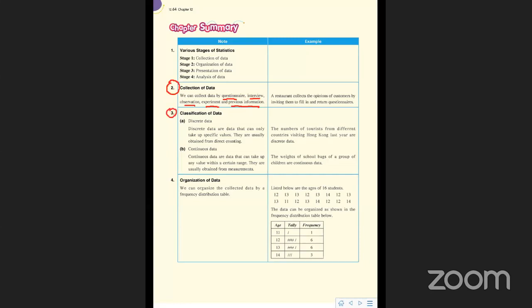And then for this one, you should know how to distinguish what data are discrete and what data are continuous. And then this one I reminded you yesterday. You should know how to do this one, the frequency distribution table. This is the frequency distribution table. Okay, right.